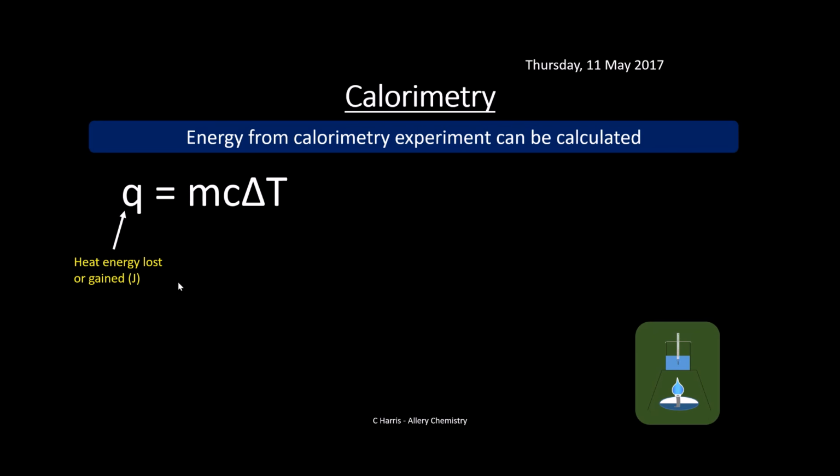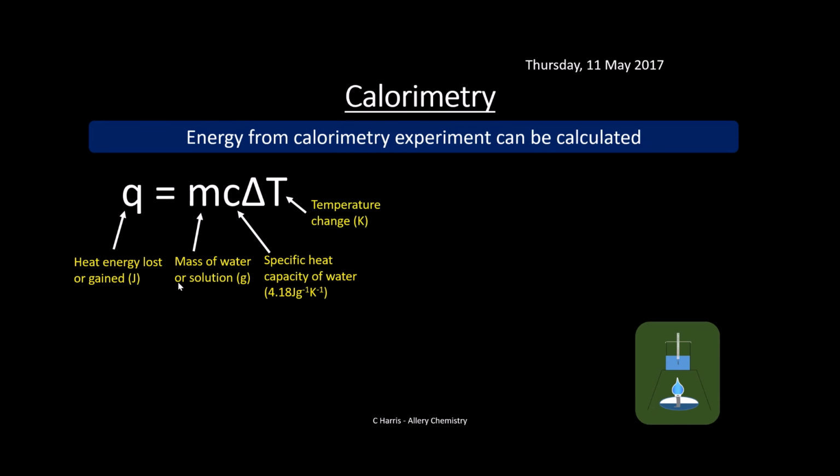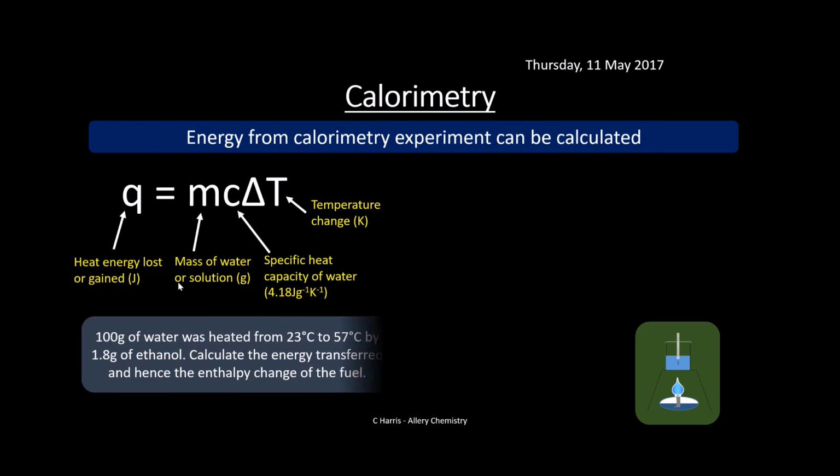Okay, Q is the heat energy lost or gained. So this is in joules. Energy is in joules, remember. M is the mass of water in the solution, which is in grams. C is the specific heat capacity. You'll get this in the exam, 4.18 joules per gram per Kelvin. And delta T is obviously the change in temperature. Now this must be in Kelvin. Temperature change in degrees C is the same as the temperature change in Kelvin, so it doesn't really matter if you don't convert.